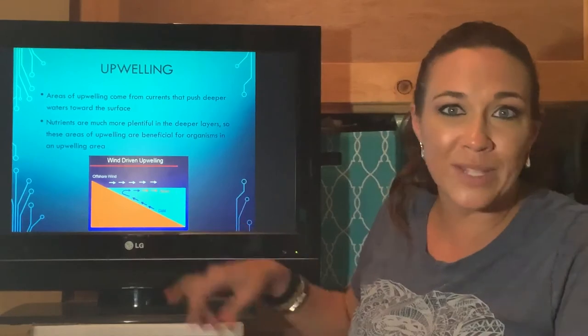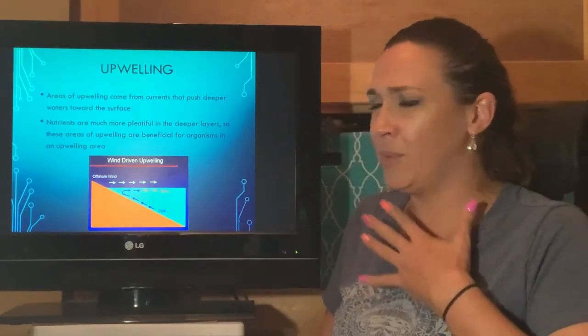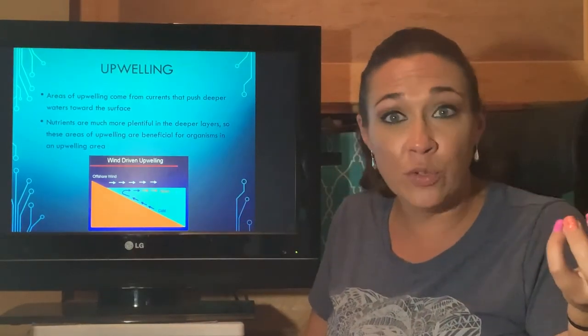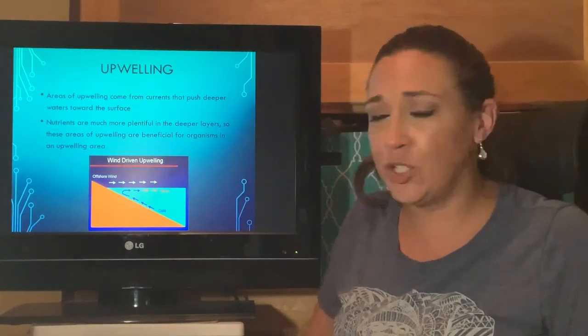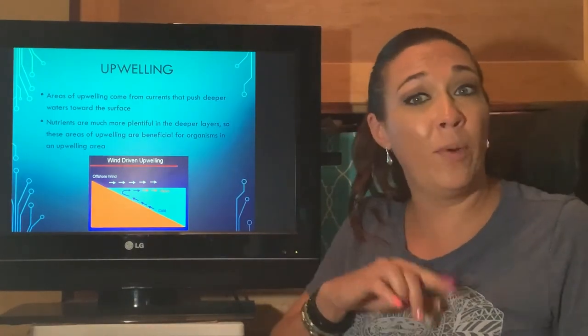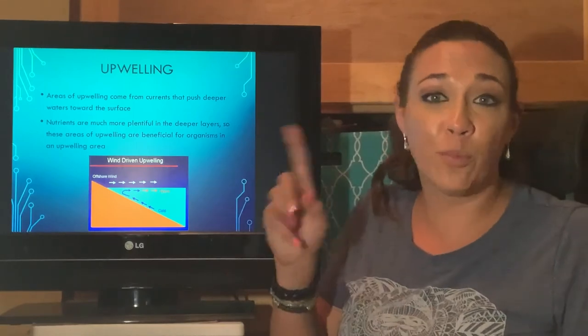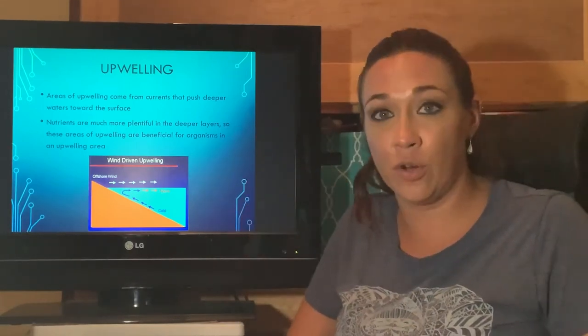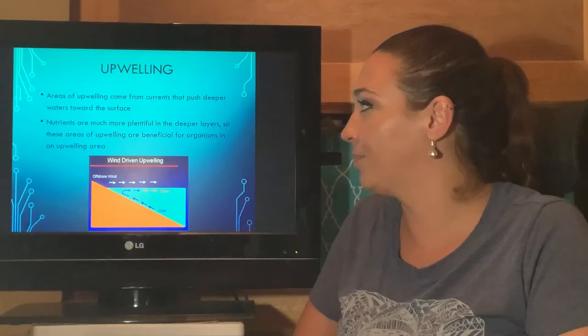So now all these organisms get another chance at food. Excuse me, plants get another chance at nutrients for the photosynthesis that they need to do. So it's very, very important. So both upwelling and downwelling are good things, and they're bringing different things depending on what direction you're going to. So know the difference between those two.